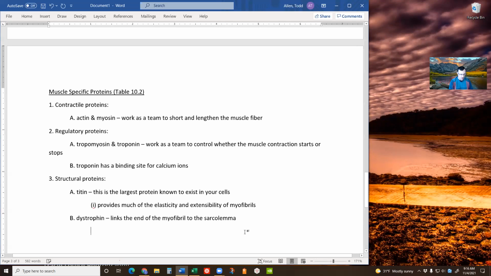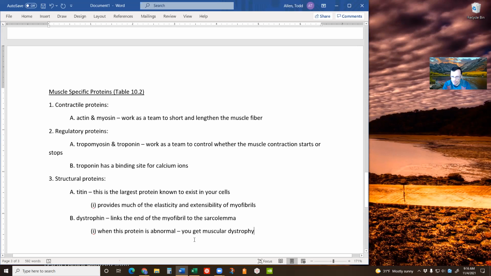Here's the deal. Okay, when dystrophin is screwed up, you get the disease you've heard about called muscular dystrophy. When this protein is abnormal, you get muscular dystrophy. Okay.